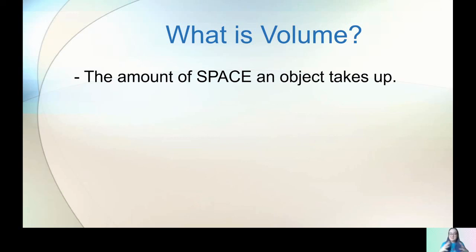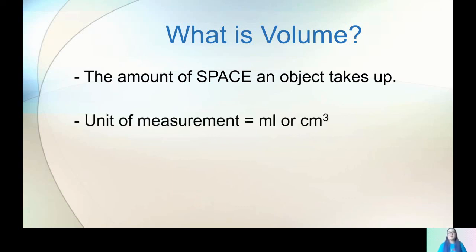Volume is how much space it takes up. So for example, this is very light and it's also very small, whereas this is also very light. They're about the same heaviness, but their volume, their size, is a lot different. Our unit of measurement for volume is milliliters, usually for liquids, and centimeters cubed, usually for solids.